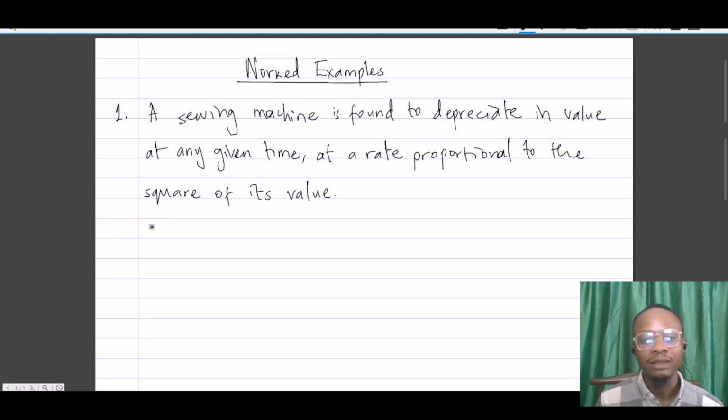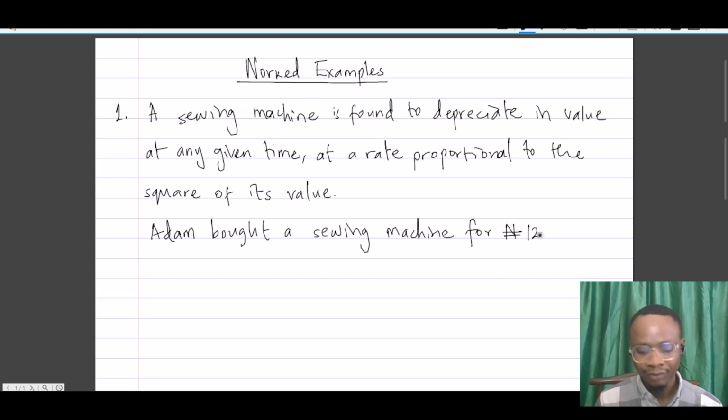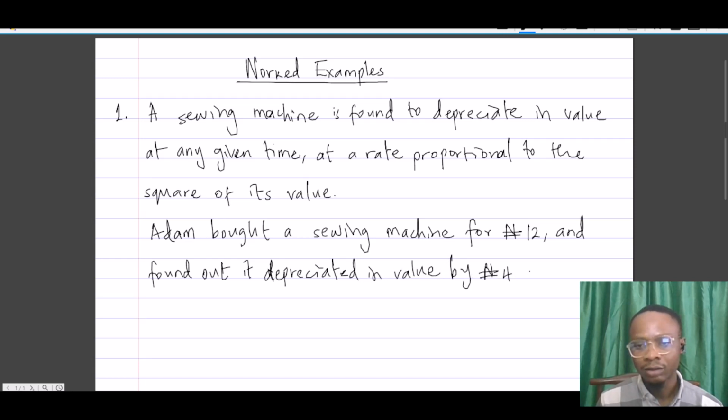So that is that. And we're told that Adam bought a sewing machine for 12 naira and found out it depreciated in value by 4 naira in 2 years.